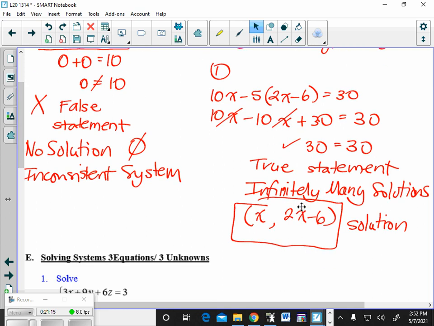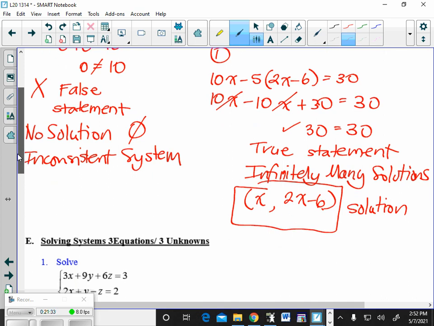Also, why are there infinitely many solutions? For any x value, you give any x value, you can compute a y. So let's say if x was 1, y would be 2 times 1 minus 6, or negative 4. (1, negative 4) is going to be a solution.